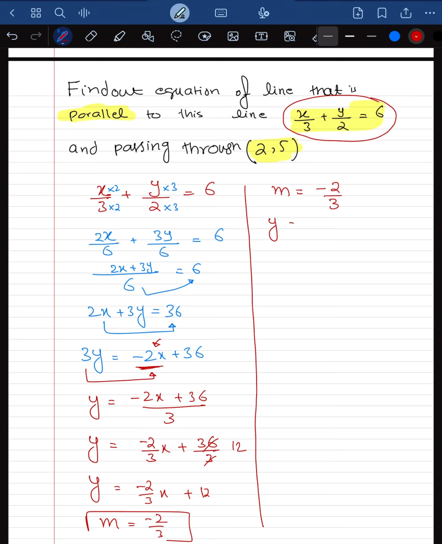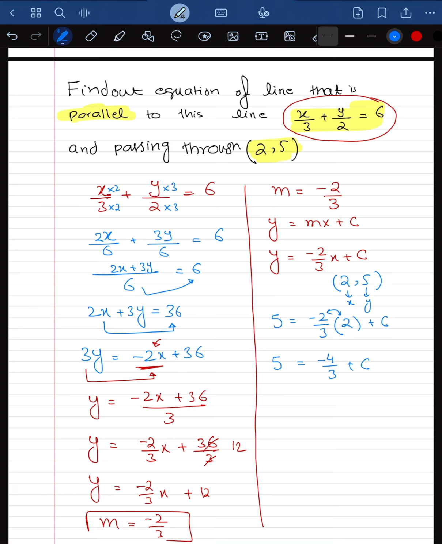Now we use the formula y is equal to mx plus c. Y is equal to minus 2 by 3 x plus c, where the value of m is minus 2 by 3. Now we use the point that is given in the question, that is 2 comma 5, where this one is x and this one is y, to calculate the value of c. Now place the value of x and y in this equation. So 5 is equal to minus 2 by 3 times the value of x, which is 2, plus c. These two get multiplied, so this will become minus 4 over 3 plus c.